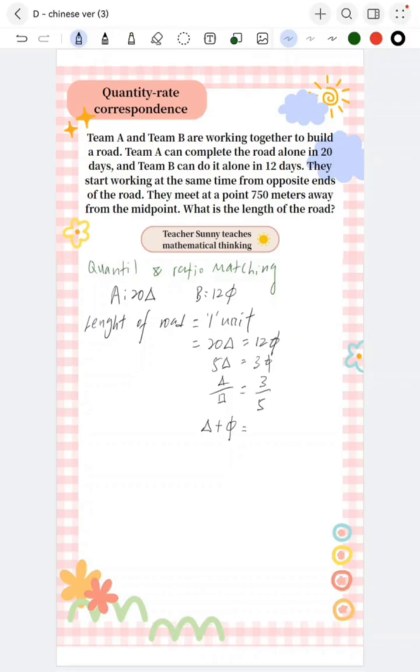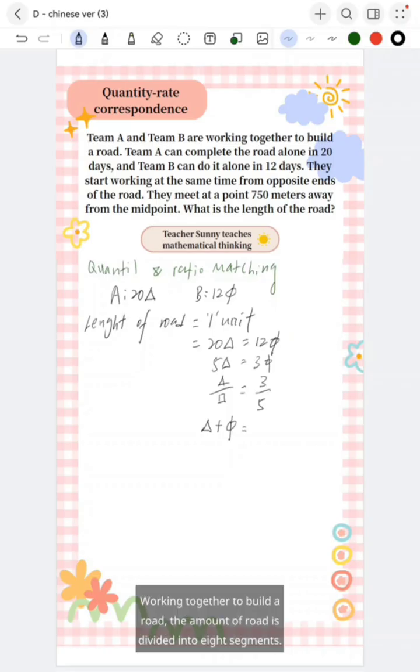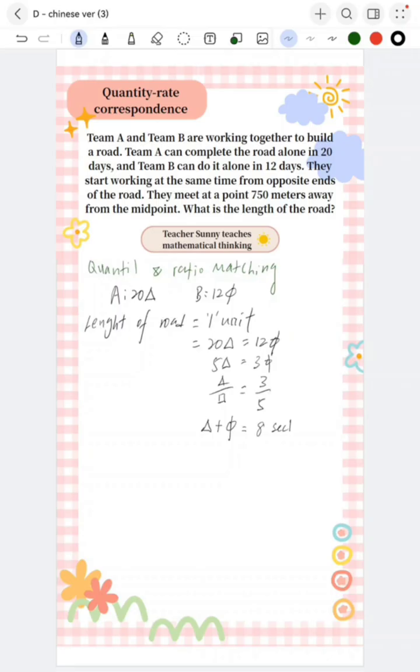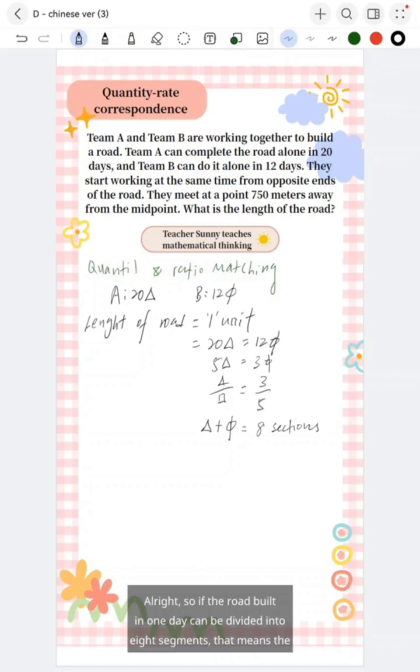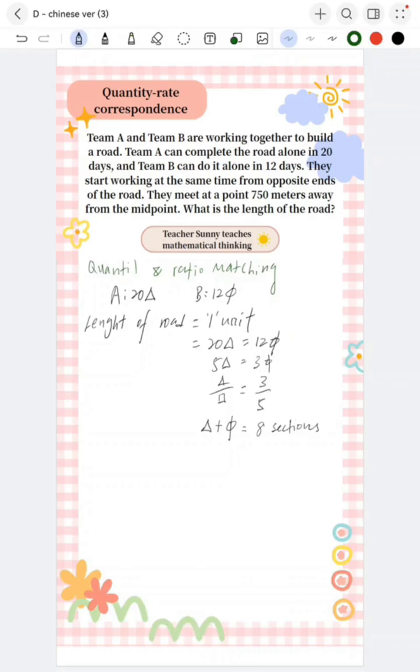So then, working together to build a road, the amount of road is divided into 8 segments. If the road built in one day can be divided into 8 segments, that means the entire road, once completed, can also be divided into 8 segments. Okay, now let's draw a diagram.